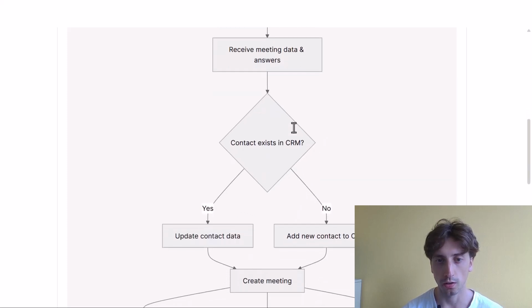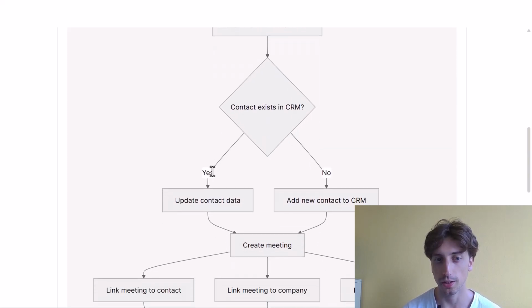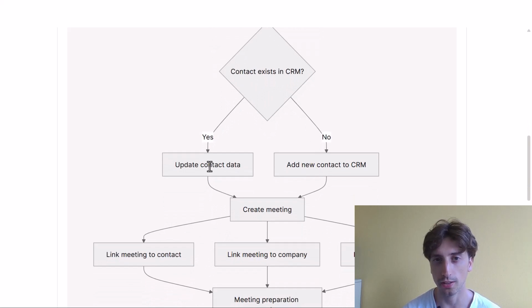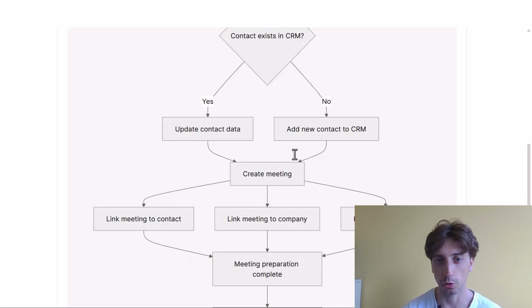Then the automation will check for the contact, whether the person really exists in your CRM. If yes, then it will update the contact data if needed. If no, then it will create a new contact in your CRM. And subsequently, it will create a new meeting so that you have the meeting page ready.